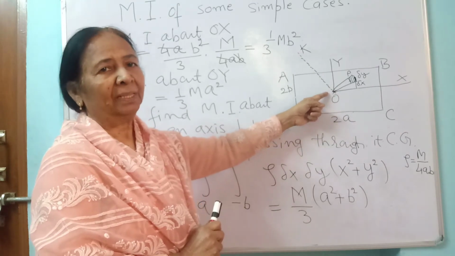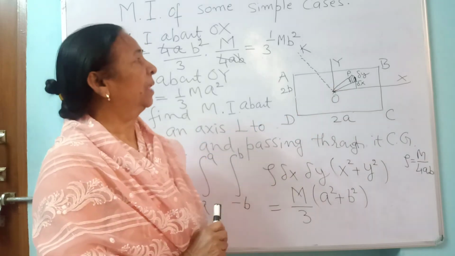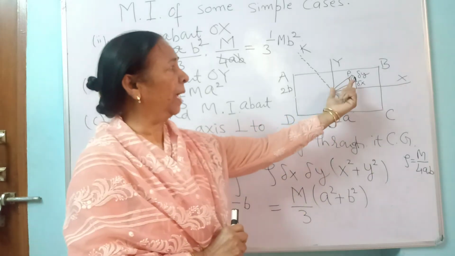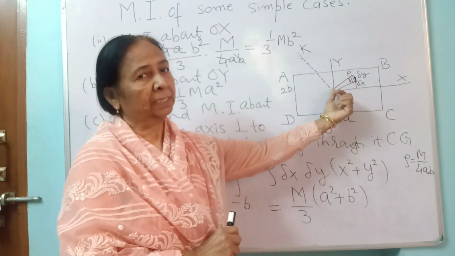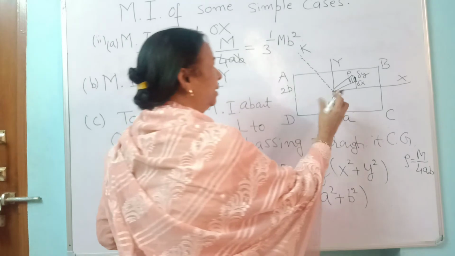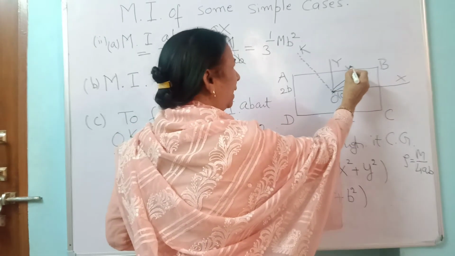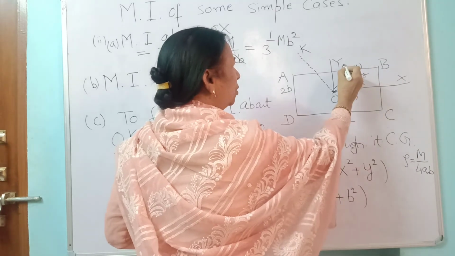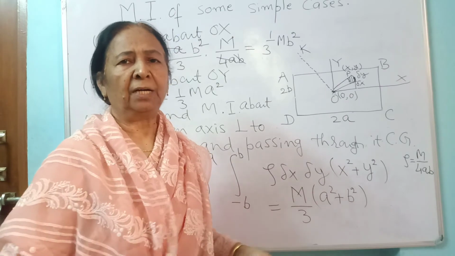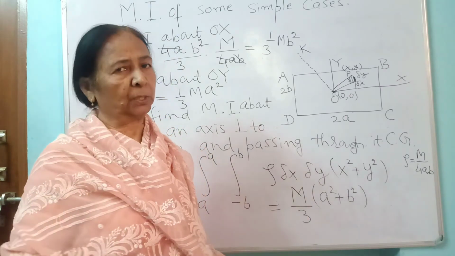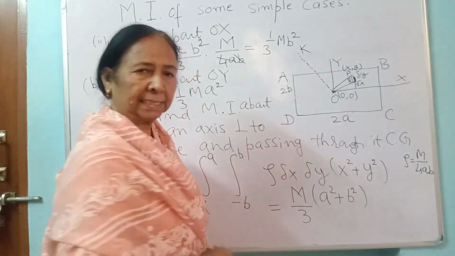And you know that will be again rho delta x delta y, that is for mass, and then the perpendicular distance square. The perpendicular distance between the two, one is 0 0, and another is P at xy. So the perpendicular distance between 0 0 and xy will be under root of x square plus y square. So the perpendicular distance square will be like this.